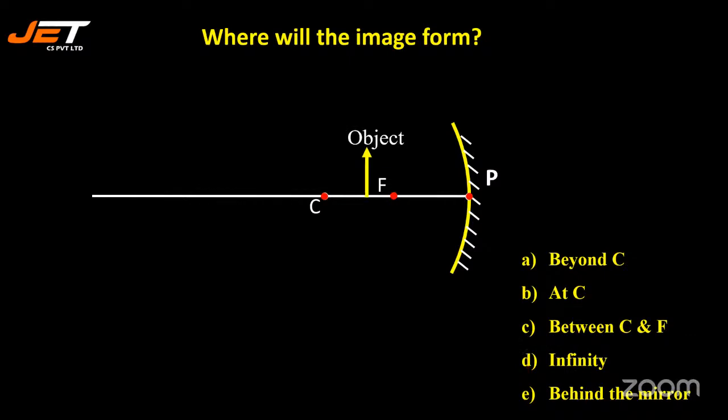నెక్స్ట్ వన్. So when the object is between C and F, radius of curvature and focus, that is center of curvature and focus, ఈ రెండింటి మధ్యలో ఉంటే మనకి ఇమేజ్ ఎక్కడ ఫామ్ అవుతుంది? Yes, students, I am waiting for your answer.